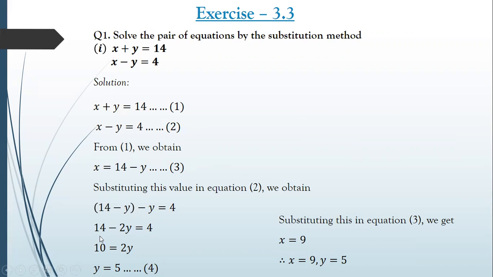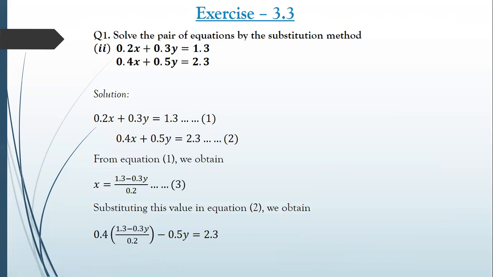So when we solve it, we get 14 minus 2y is 4, which is 10 equal to 2y, y is equal to 5. So we got the solution for one variable. This value we will substitute in equation number 3. So then x is equal to 14 minus y, which is 14 minus 5, 9. So we got x as 9 and y as 5. So we got the solution for this pair of equations using the substitution method. Here we have to substitute two times in one question. From equation 1, we are getting a value which we substitute in 2. We get an answer, again substituting in 3. So twice we have the substitution.